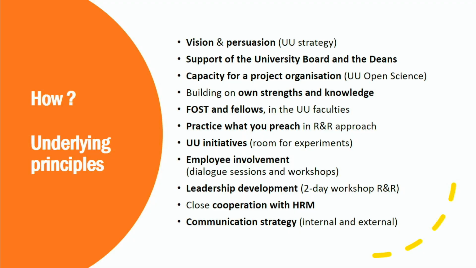Now, a couple of underlying principles. A vision, I think, is very important, persuasion. Full support by the university board and the deans. One of the things that I asked when I started was that I'm willing to do this recognition and rewards transformation, but only if along the way I get the full signed support of the university board and all the deans of the university. And they all signed. So now I can always say to people, you have to go to your dean or you have to go to the university board. This is our policy. This is very important. Otherwise, people can go their own way. So, capacity for a project organization.